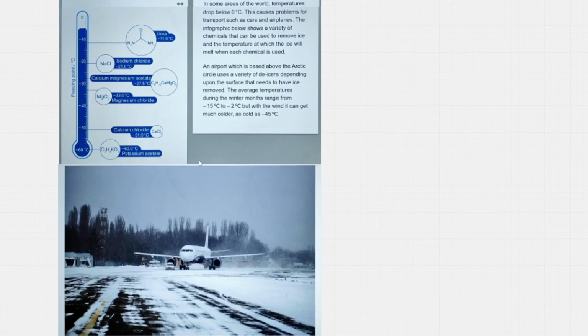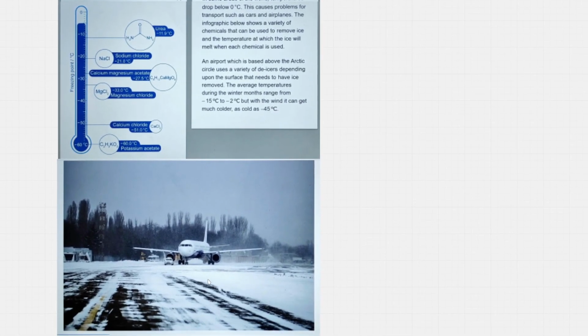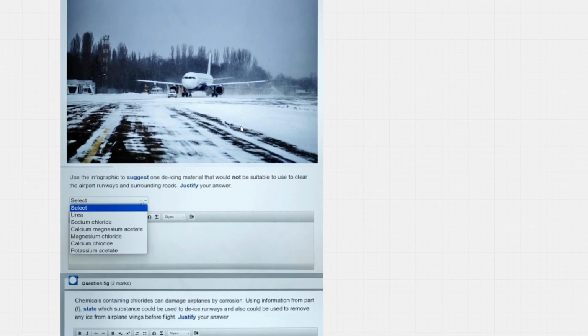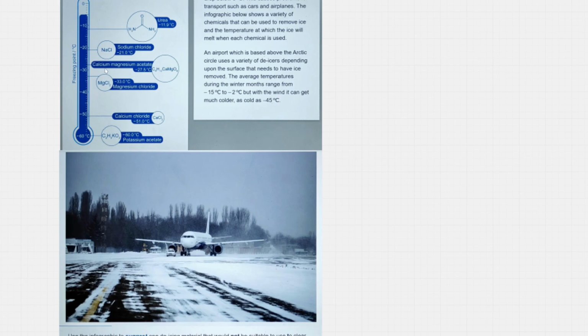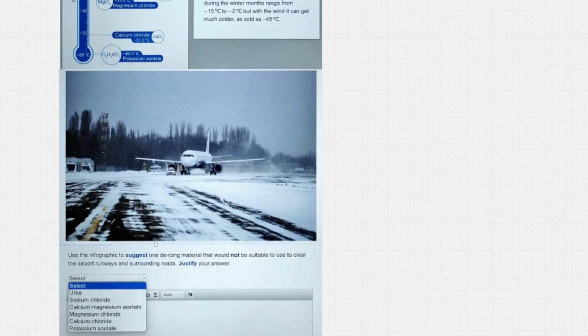Read question F. Question F is actually a video. Contains a video, I think. Oh, never mind, there's another one. Okay, so the first question is: suggest one de-icing material that would not be suitable to use to clear the airport runways and surrounding roads.